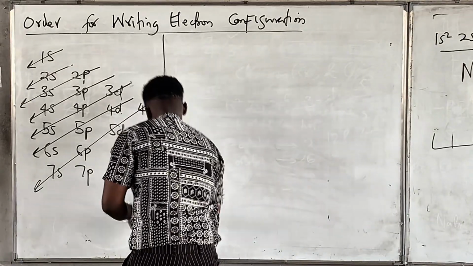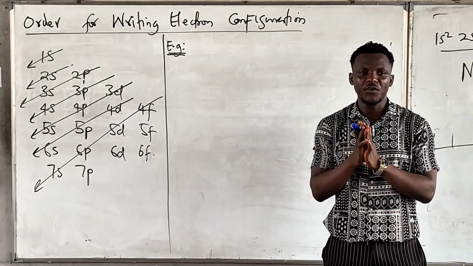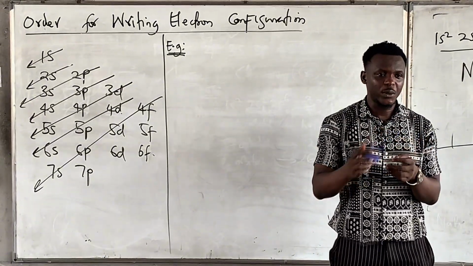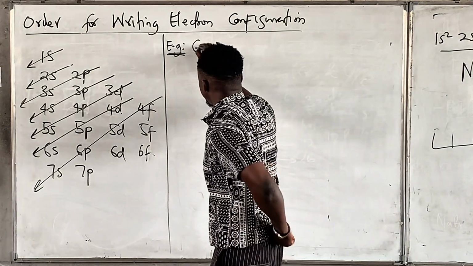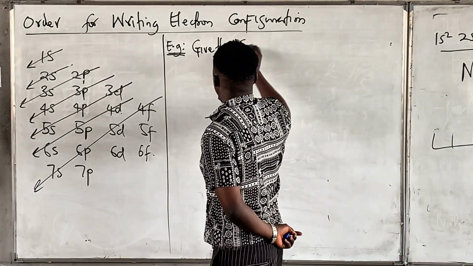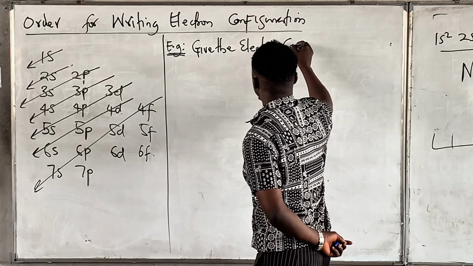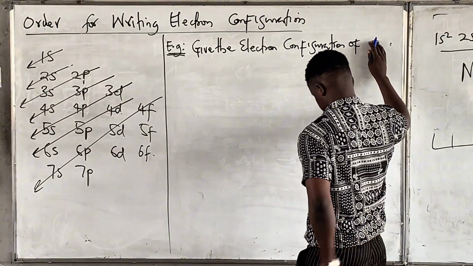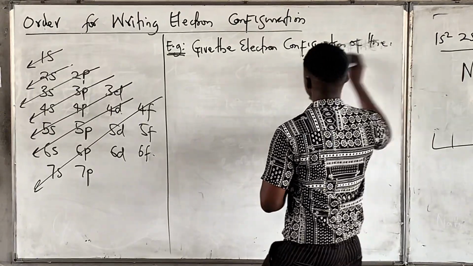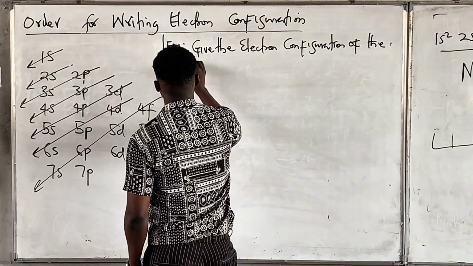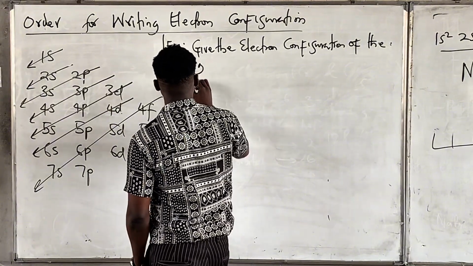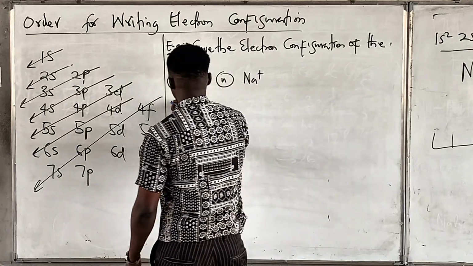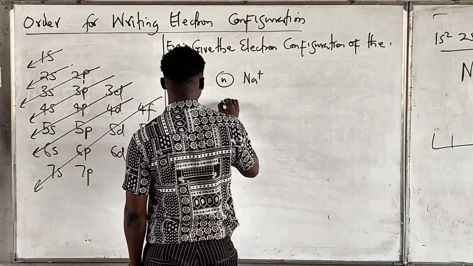Now let's look at this example. If you're writing electronic configuration for a neutral atom, how do we go about it? If you're writing that of a charged atom, how do we go about it? So we have, give the electron configuration of the following. So we have the first one, Na. We have the second guy, Na plus. We have the third guy, Ca.